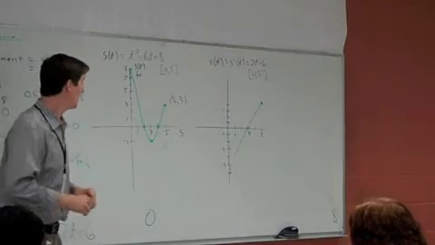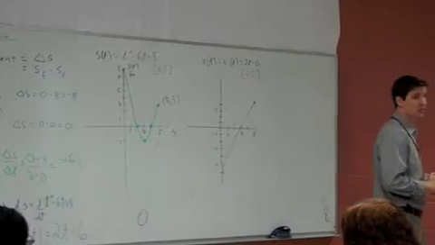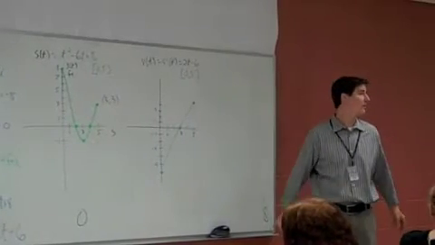Well, what does this negative 6 mean on a velocity graph?